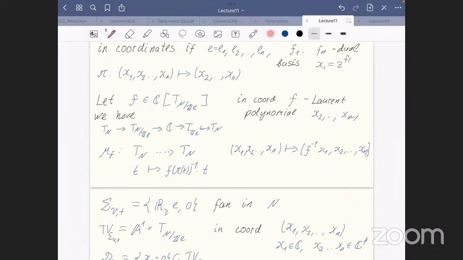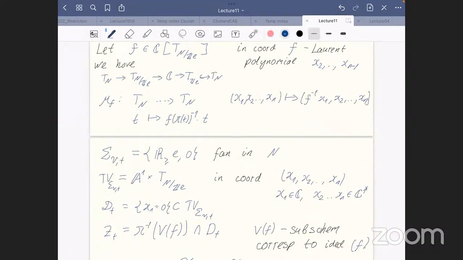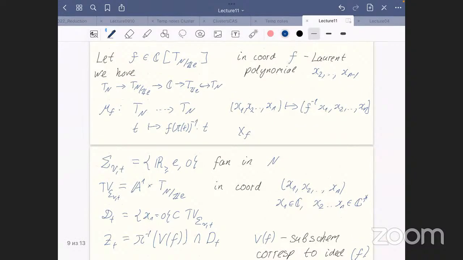On the other hand, here we have defined the map mu f from one torus to another, and we can define the subvariety, scheme xf, which is the gluing of two Tn via mu f.